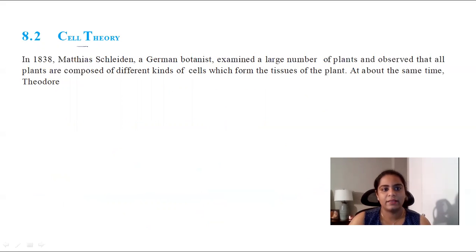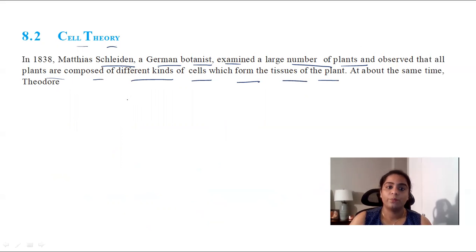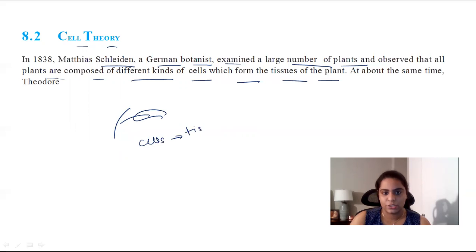Now coming to cell theory, Schleiden, a German botanist, examined a large number of plants. So अभी Schleiden ने क्या किया? उन्होंने बहुत सारे plants को observe किया है and that he came to a conclusion that plants are composed of different kinds of cells which form tissues of the plants. So Schleiden, what did he do? He made his own study on plants. Okay, and what did he say? Many cells come together and form tissues.